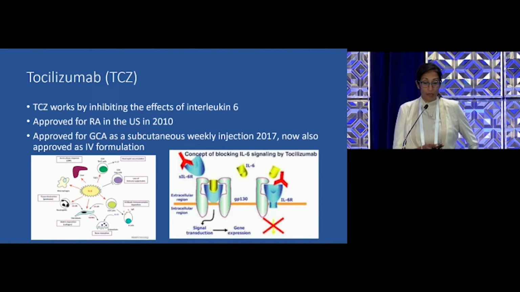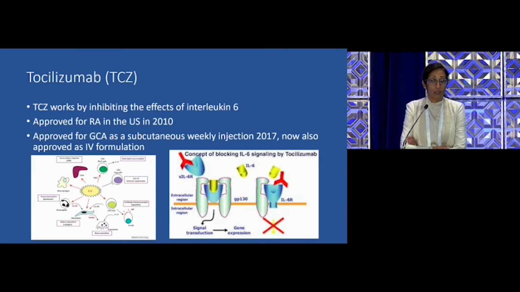So what is Tocilizumab? It is a monoclonal antibody. That's what the MAB stands for. Whenever you're seeing all these words, MAB at the end means monoclonal antibody. So it works by inhibiting the effects of a protein called interleukin-6. It was initially approved for rheumatoid arthritis in the US in 2010, and then it was approved for GCA as a subcutaneous weekly injection in 2017.